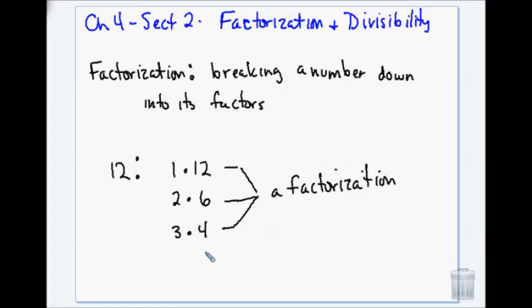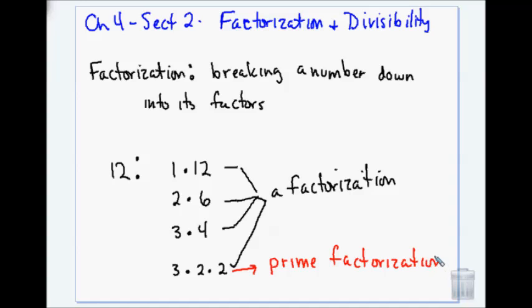I could break it down further. I could take that 4 and break it down. Also a factorization. However, this one, 3 can't be broken down any further. Neither can 2 or 2. This is a special kind of factorization.